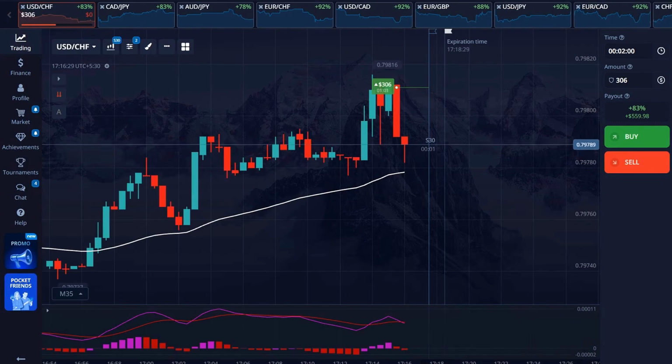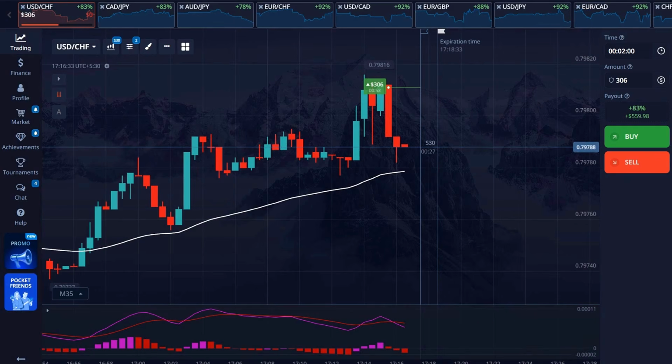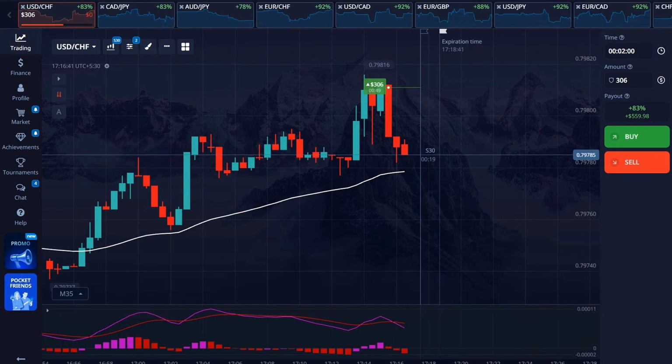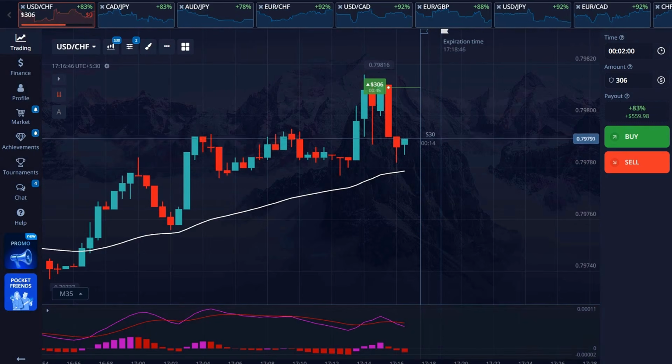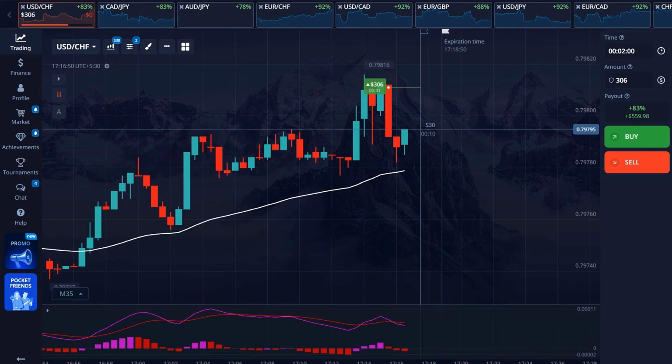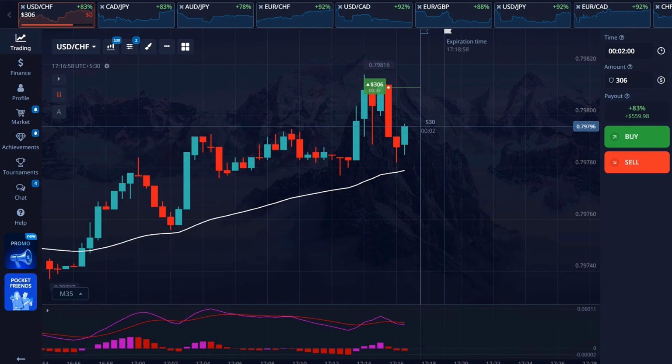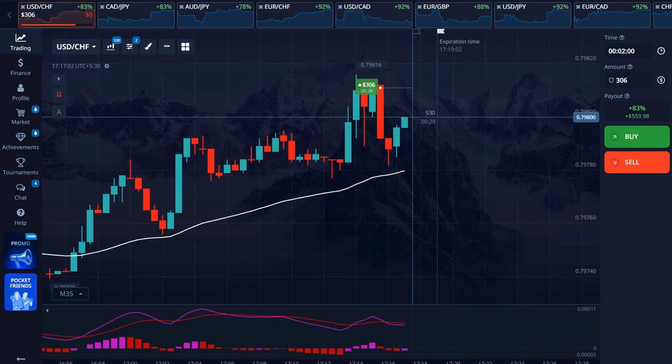As the trade developed, price initially pushed higher, but quickly met resistance near the previous peak. You can see the candles forming smaller bodies and upper wicks, an early signal that buyers were losing control. The histogram also started shrinking, showing that bullish energy was fading.